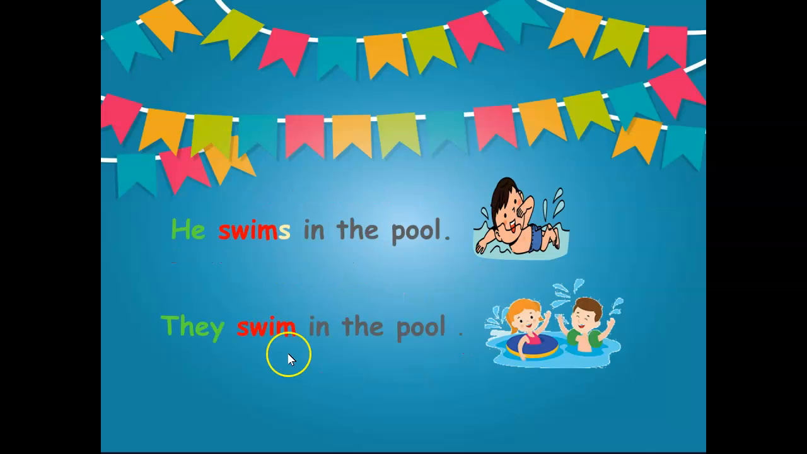Okay? Let me give you examples. Here we have the same sentence. He swims in the pool and they swim in the pool. In the first sentence, I add s to the verb. Why? Because I used he. And number two, they swim in the pool. They swim without adding s. So he swims. I have to add s with he, she, it, or a singular noun, like Ali swims in the pool. What about two? They swim in the pool without adding s.